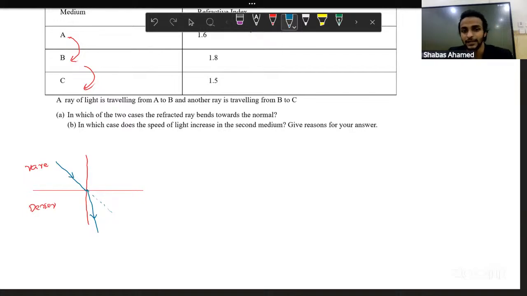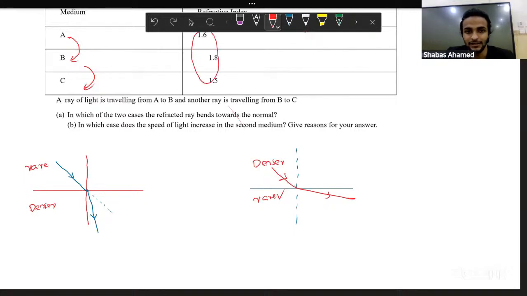And the opposite: if the light ray is traveling from a denser medium to a rarer medium, in that case the refraction will be away from the normal. This is the condition, you know that. The parameter that determines whether a medium is denser or rarer is the refractive index. So if the refractive index is more, that means the medium is optically denser. Understood? If the refractive index of a medium is more, that means the medium is optically denser.